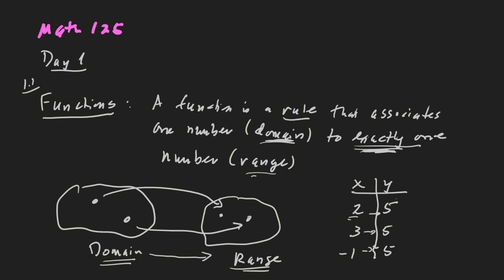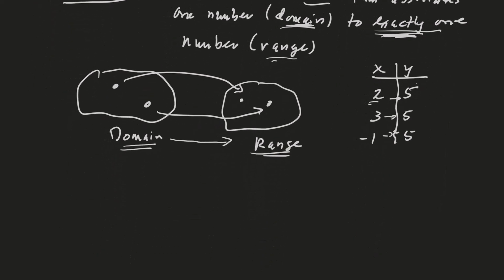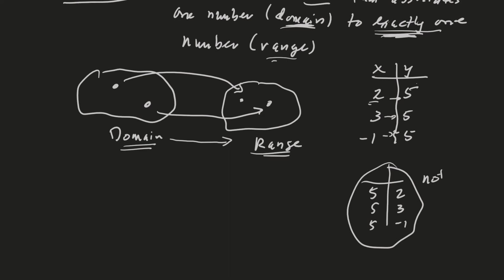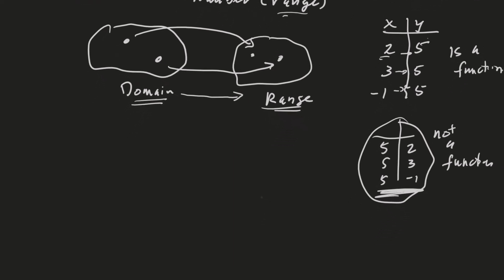What's not allowed is the opposite, where the point 5, for example, gets sent to either 2 or 3 or -1. So this is not a function. But this is a function. So this is what we need to rule out. Algebraically it's pretty easy to see.